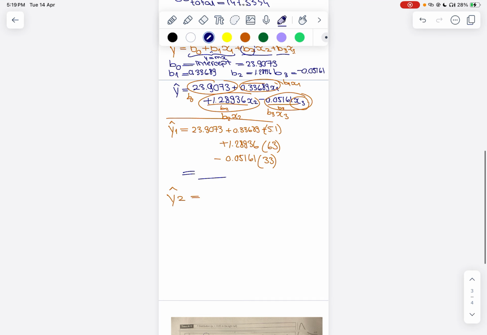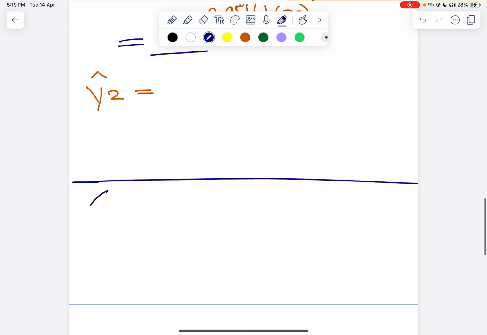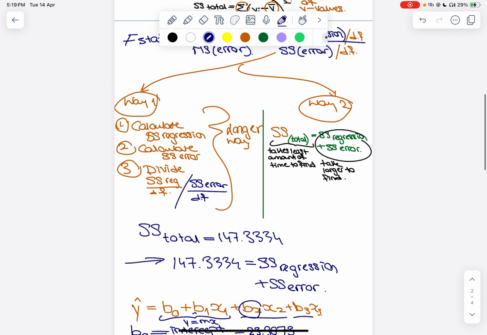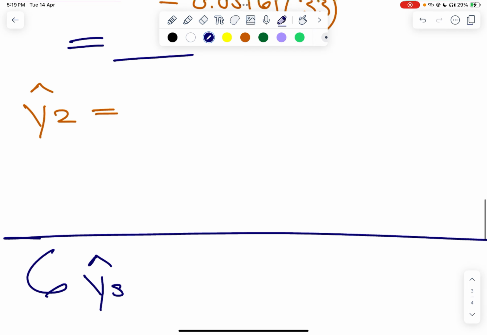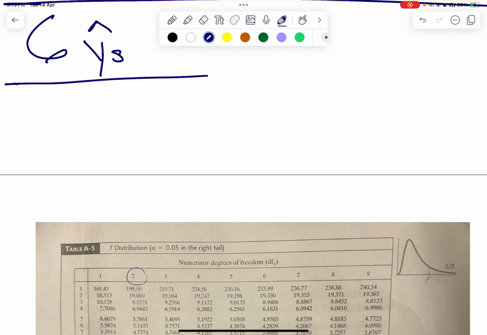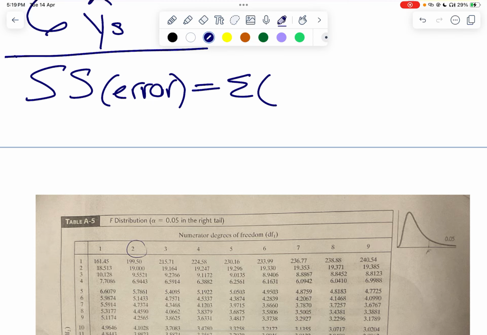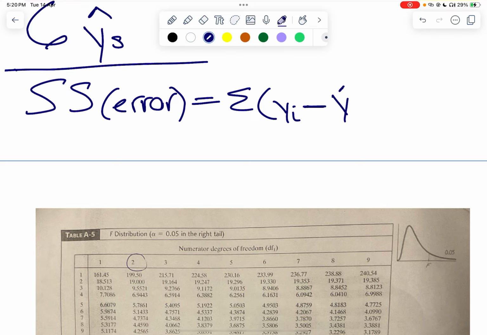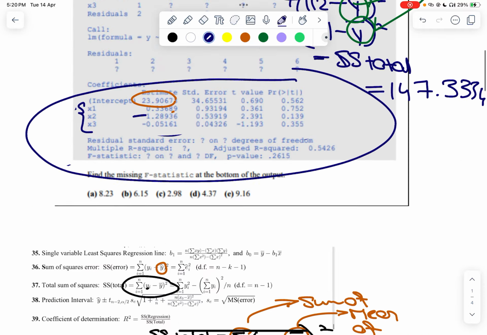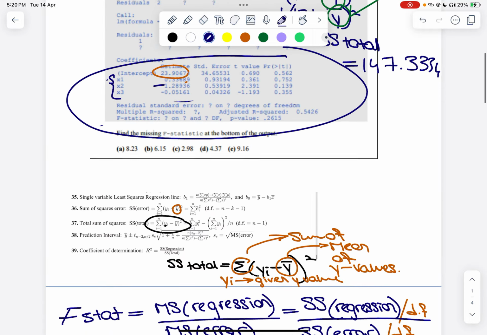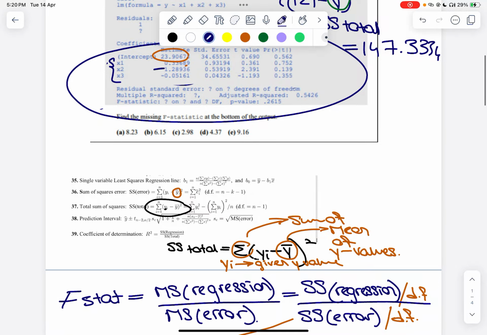All right. Now at the end, what you should get is six y hats. And once you get six y hats, now you're ready to do your SS error, because that's why we're getting these y hats. We're getting them to be able to do SS error. So SS error, what did we say it was? We said it was the sum of the given y values minus the sum of all y hat values, right? Yeah, that's it.